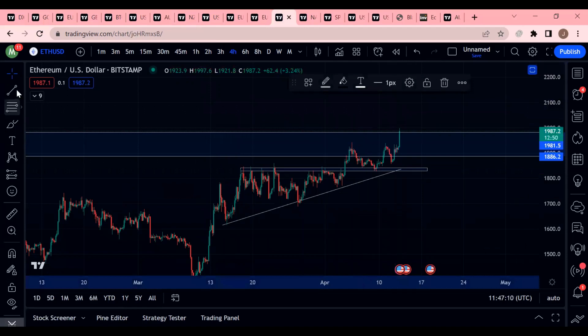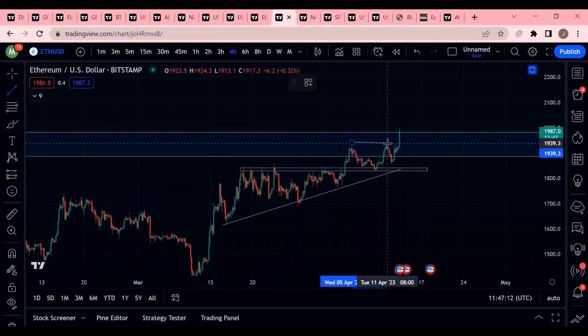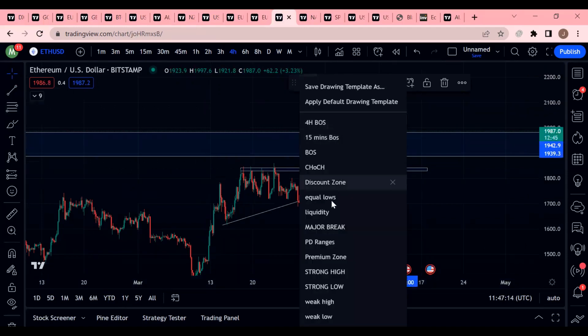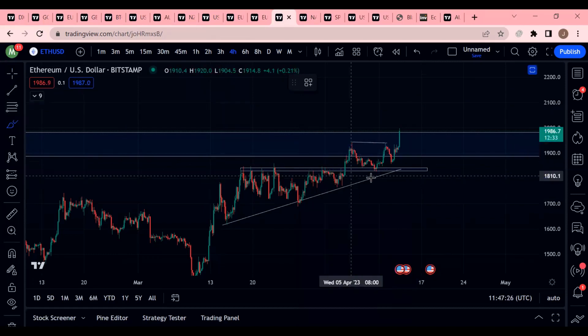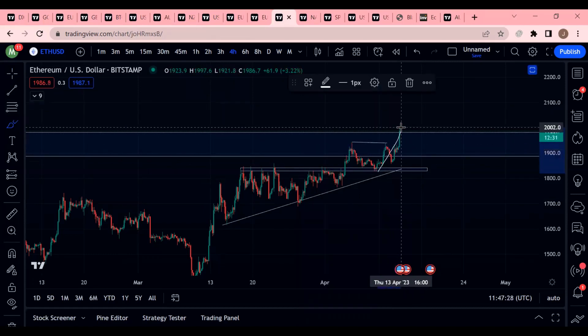Okay, this was an equal high. So I consider this as an equal high. Where's my equal high? Deleted. So I consider that as an equal high. So right now we've broken to the upside. So wait for what broke the structure.